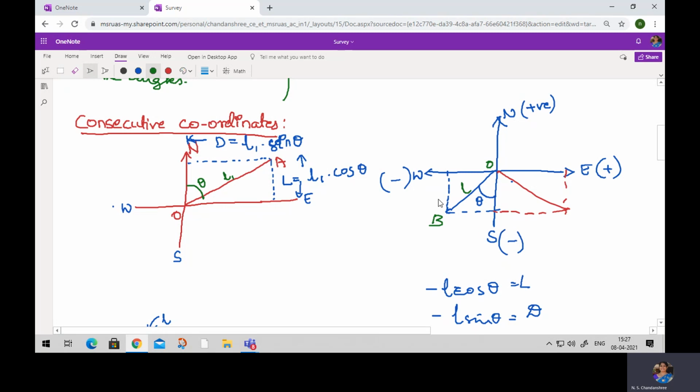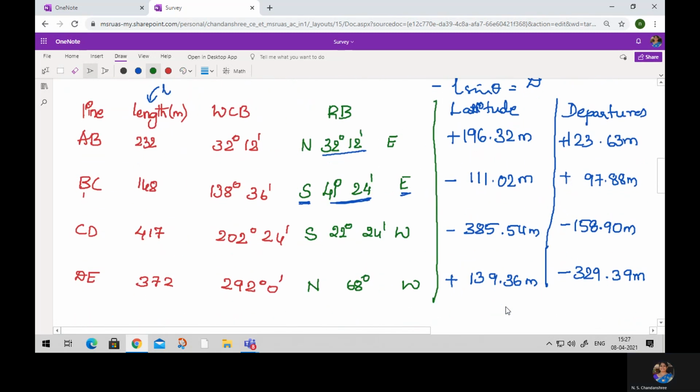Because they are both in the south and west quadrant, both latitude and departure will have negative sign. Now let us understand by solving one problem. First one, the question is what is written in red. Only this will be written; this is the question.